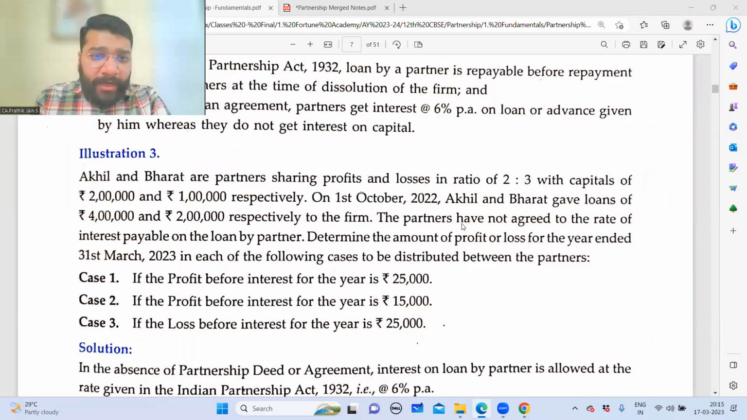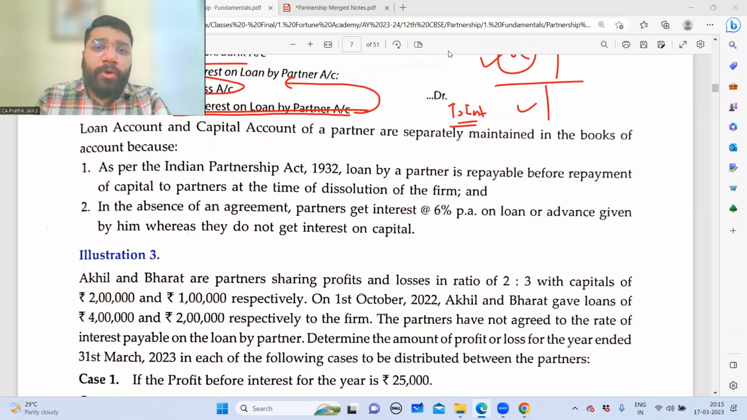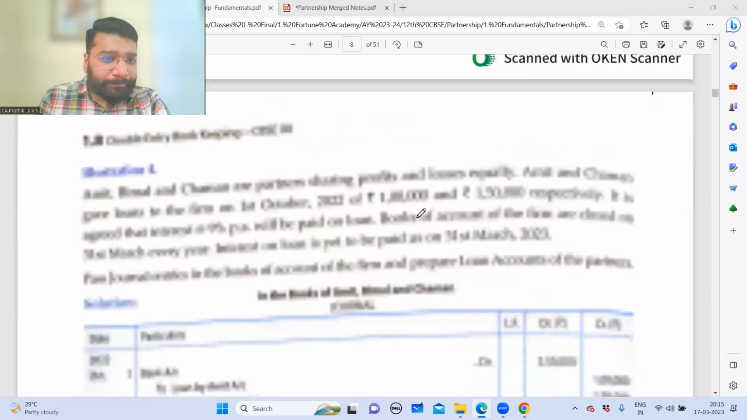Yes, people, welcome back from the break. So let's continue. Guys, before going to illustration 3, what I'm feeling is we'll go to illustration 4 and come back to 3.